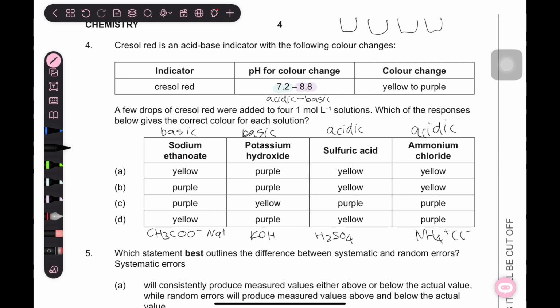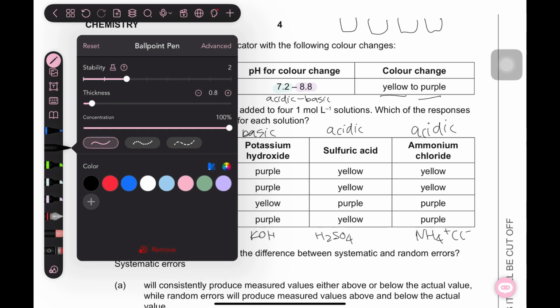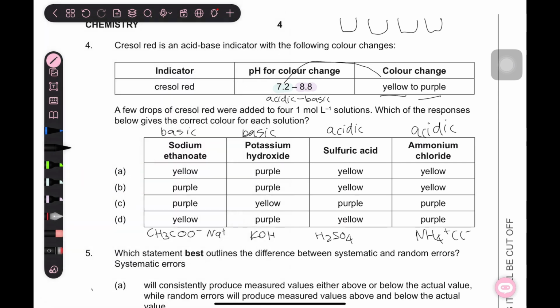Now, as we know that the color changes from yellow to purple, and the pH for the color changes from 7.2 to 8.8, we should therefore conclude that a pH of 7.2 corresponds to yellow. So that's an important connection to make. A pH of 7.2 corresponds to the color of yellow. So as we know, the acids we've already identified are at the lower pH, then we can go ahead and cross out all the options in here that are not yellow for the 2 acids. So therefore we know it's not C and it's not D.